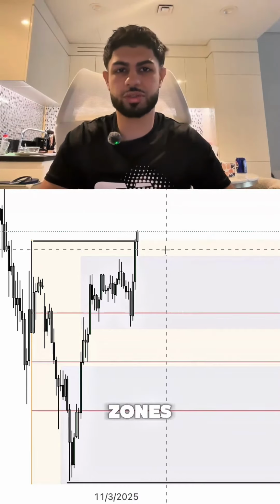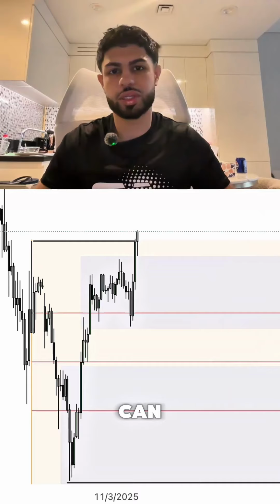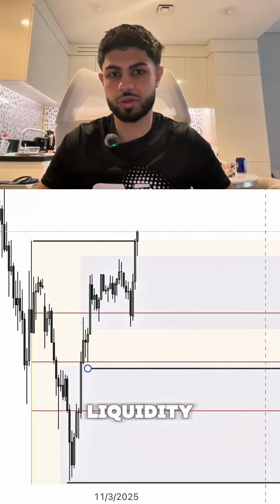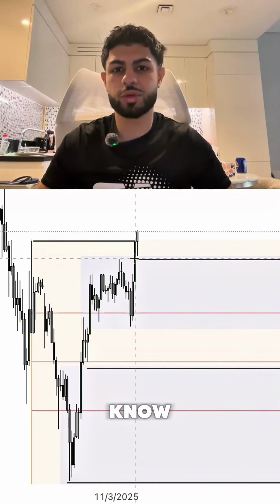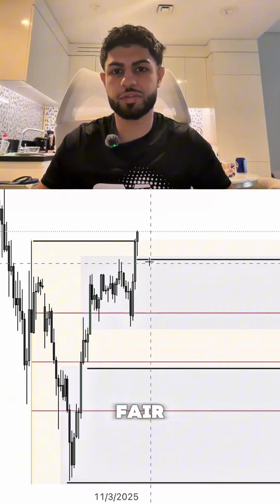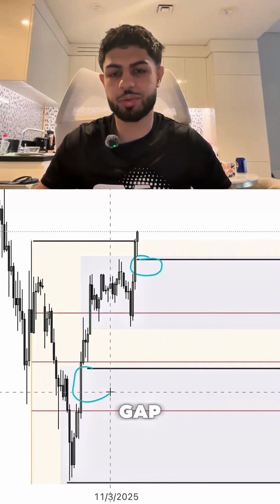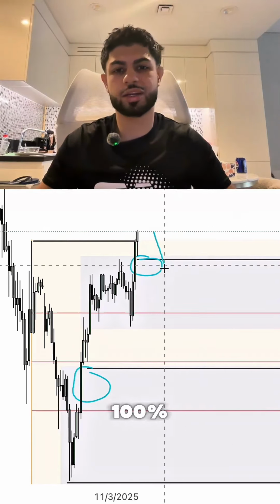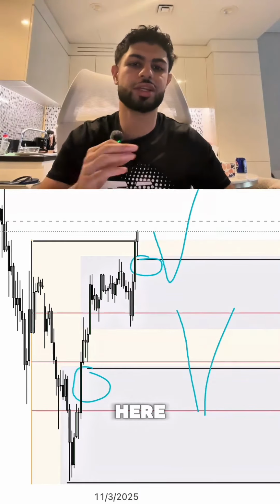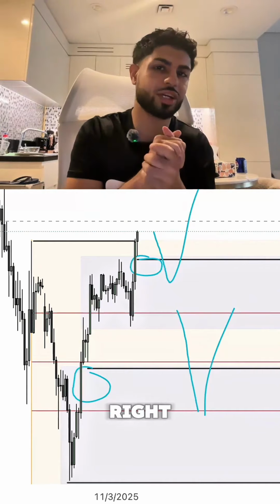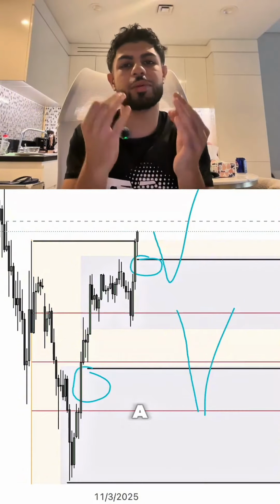So now we have 3 zones. We have our swing point zone, we have our SNDR, we have our origin. We can see all 3 of them have liquidity in this zone, liquidity in this zone, and we know they are strong because it has created a fair value gap here from the SNDR, and we've created a fair value gap here from the origin. This means I can 100% look to take a long in here, or I can 100% look to take a long in here. You see, if you're not using the right zones, it's going to be a terrible setup. If you're using the right ones like this, it's going to be a beautiful setup.